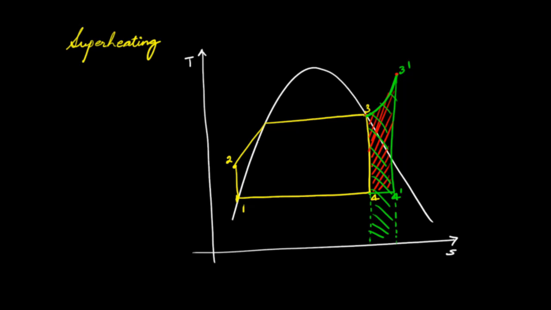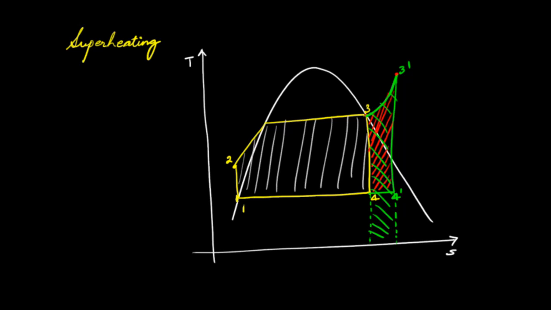So if we consider the ratio of the areas, that is this area that corresponds to the net work done by the basic Rankine cycle by the heat that is absorbed by the basic Rankine cycle that is shown in this blue shaded region, then the ratio of the increase in work, that is the red area divided by the green area, that ratio is higher than the ratio of this area enclosed by the basic Rankine cycle by the heat that is absorbed by the basic Rankine cycle.